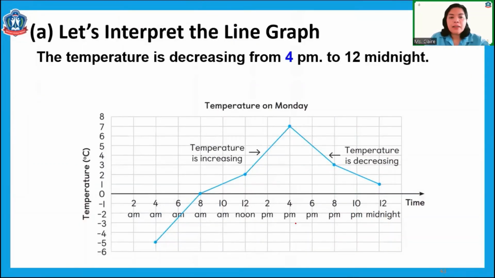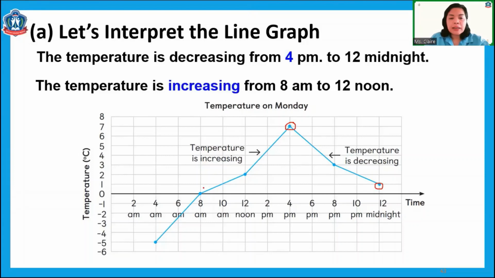Okay, the temperature is decreasing from 4 p.m. This is 4 p.m., the highest temperature, right? To 12 midnight. So it decreases, it goes down. Next, the temperature is increasing from 8 a.m., this one, to 12 noon. And it also increased until 4 p.m. 4 p.m. is, let's say, the warmest or the hottest temperature. Okay, so that's how to interpret a line graph, P5.